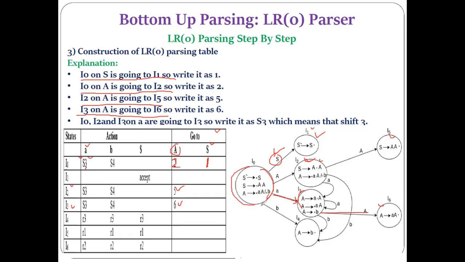Then I0 on terminal B is going to the I4.